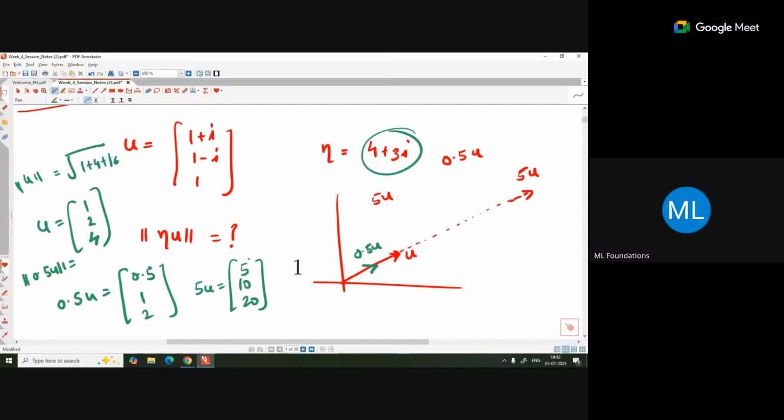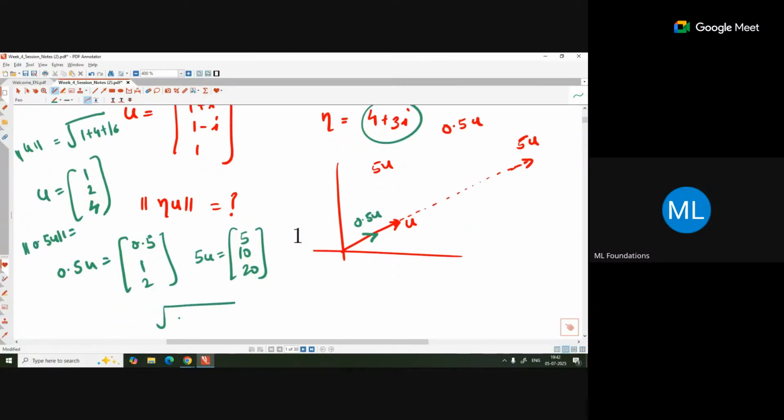And what is the length of 0.5u? It is the square root of 0.5 squared plus 1 squared plus 2 squared, or you can say it is 0.5 root over 21. 0.5 is the length of 0.5 times the length of u, root over 21. Is that fine? Or I can say 0.5 times the square root of 1 plus 4 plus 16. Is that correct? Yes, sir.